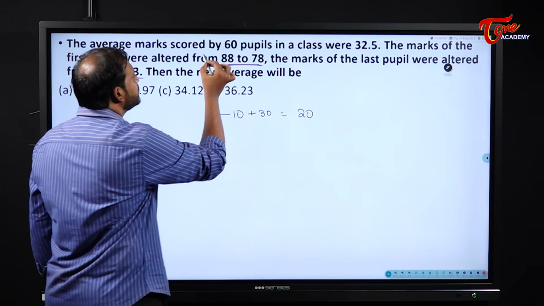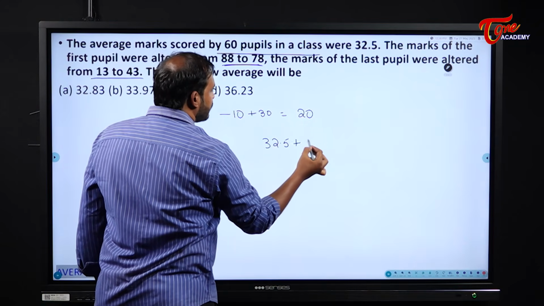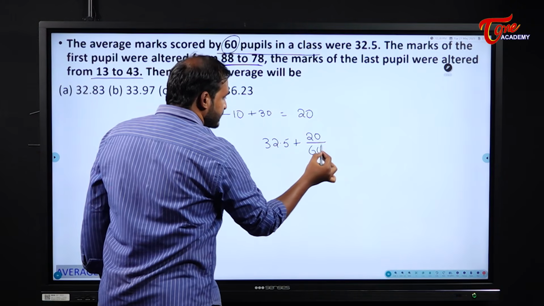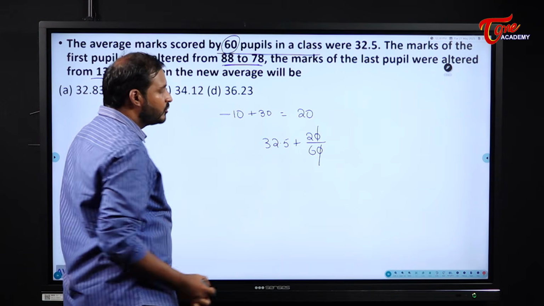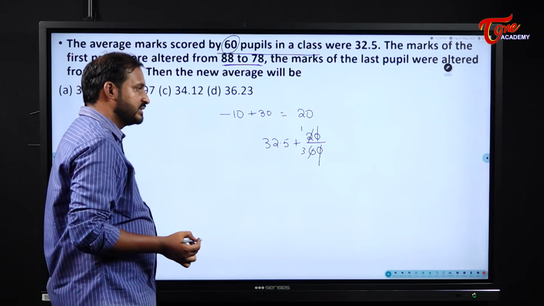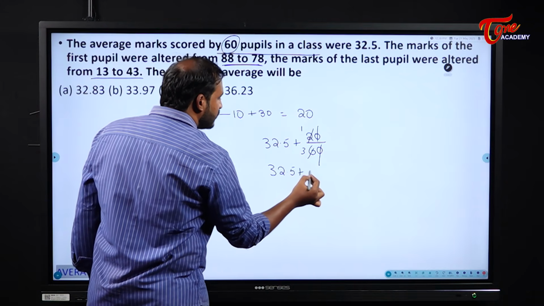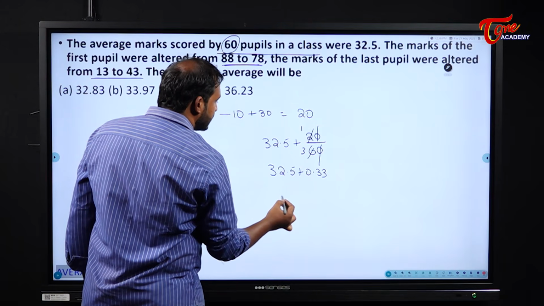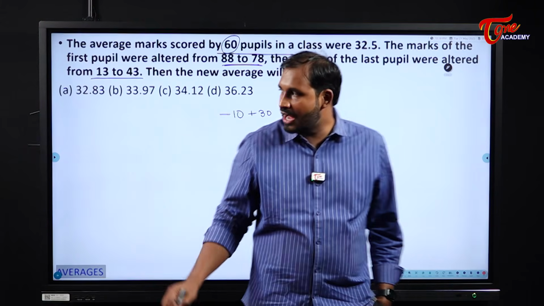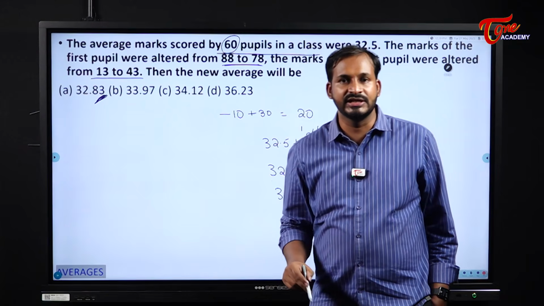So now what happens to this one? Previous average is 32.5 plus 20 by the total number of students, which is how many here? 60. 20 by 60, so the 0s cancel. 2 by 6 becomes 1 by 3. 1 by 3 means what? 0.333. So 32.5 plus 0.33 becomes 32.83. 32.83 will be the new average. So option A is correct.